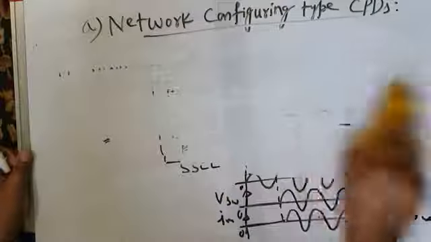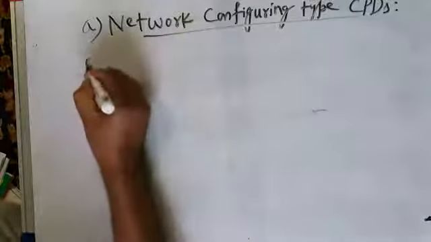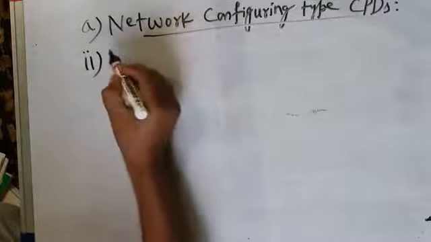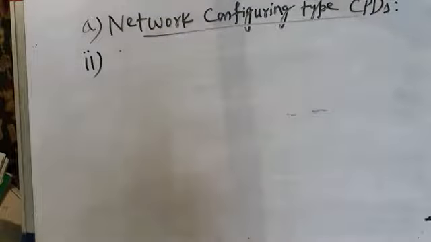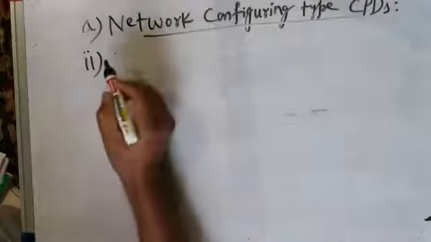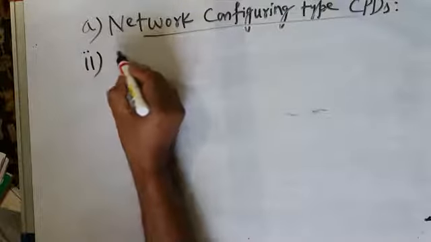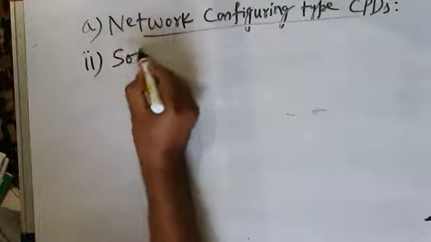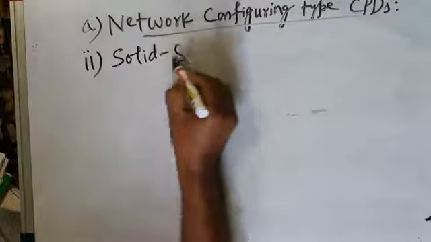Second is the solid state breaker. I will not discuss these in detail because they have limited applications. That's not our topic of discussion. We have to discuss mainly the compensating type of these custom power devices. Second is the solid state breaker.